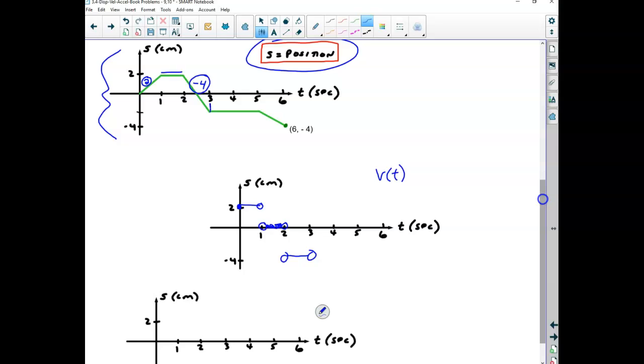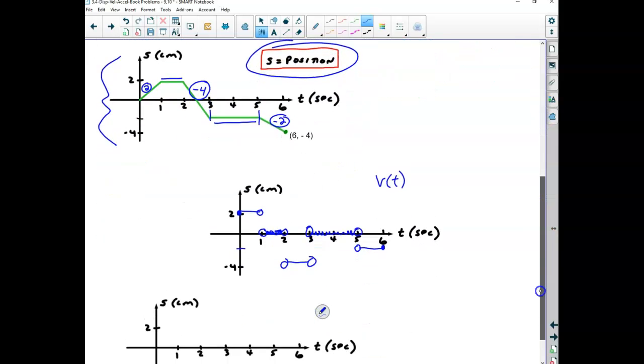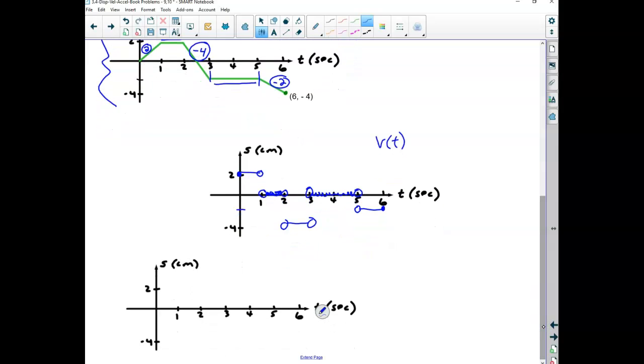From 3 all the way to 5, I'm horizontal. The slope of that is 0. So from 3 to 5, I'm 0. And then from 5 to 6, I'm going down. I went down 2, and I went over 1. So the slope of that is negative 2. I'm going to come halfway between, open, closed. There is my negative 2. Okay, that's my velocity.